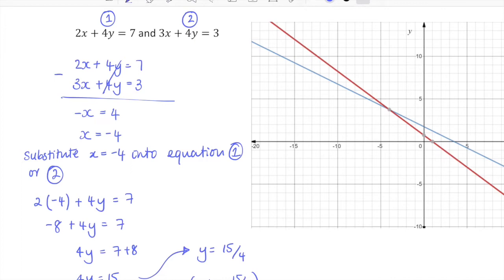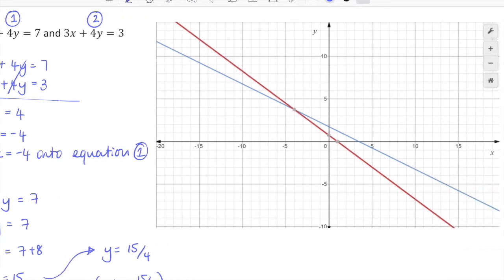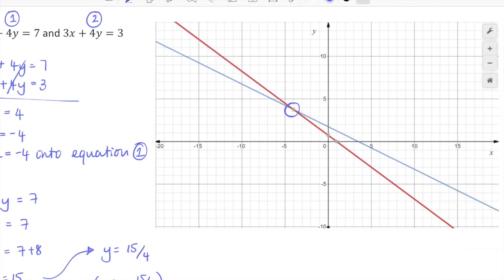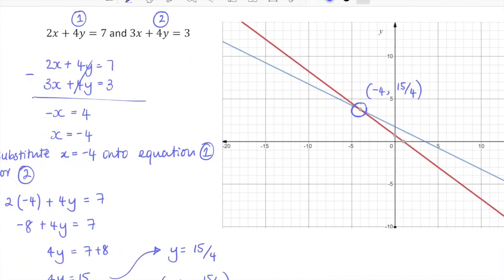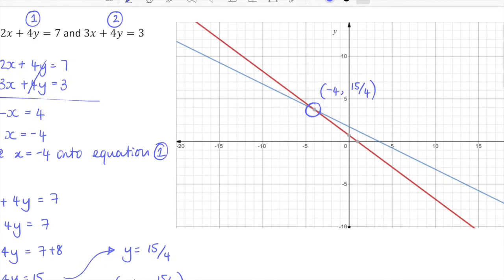these two equations meet. So if we take a look at the graph here, basically our point of intersection is what we just solved for. So that's going to be negative 4 and then 15 on 4. Again, what you can see here is that the gradients are different for both equations, and that's what dictates how steep both equations are as well.